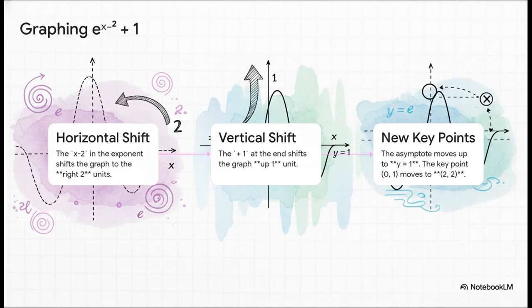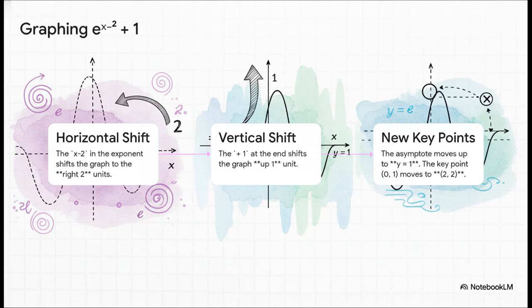Now for some graphing fun. We're not starting from scratch here. We're just taking our basic e to the x graph and moving it around. So first, look inside the exponent. That x minus 2 is our horizontal shift. And remember the rule, it's kind of tricky. It's always the opposite of the sign. So minus 2 actually means we shift to the right 2 units.